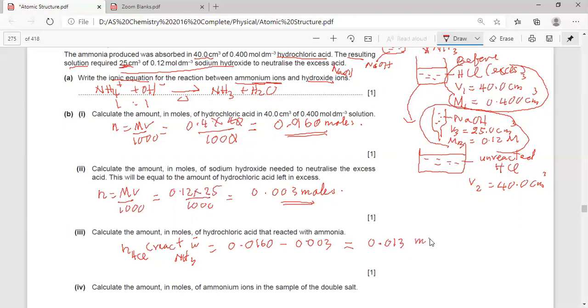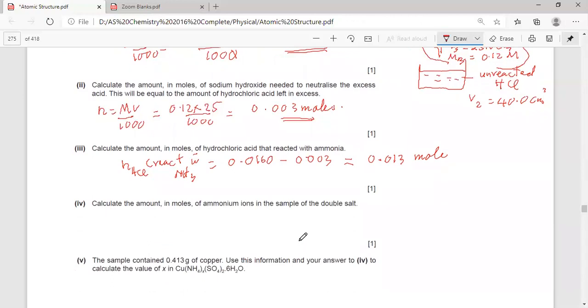0.013 moles. If I get it wrong, I have to do it all over again. It's not easy to tape it and then put a line. Okay, so it's the number of moles of HCl reacted. Now they ask you to calculate the number of moles of ammonium ions in the sample.